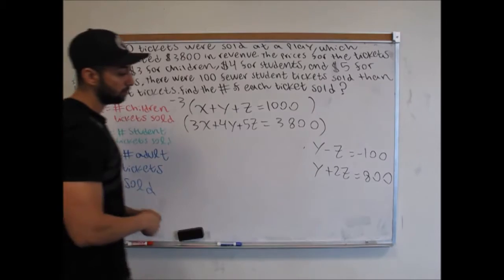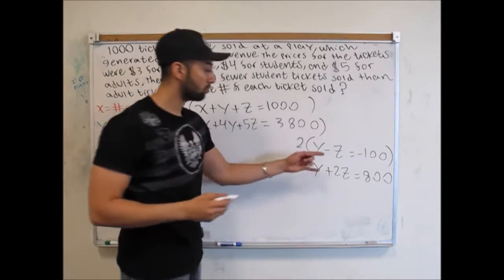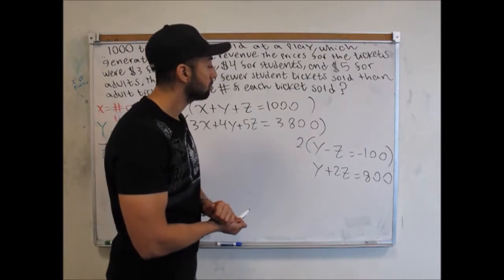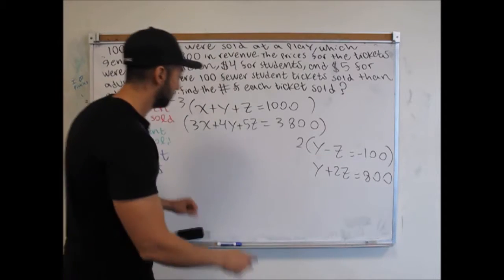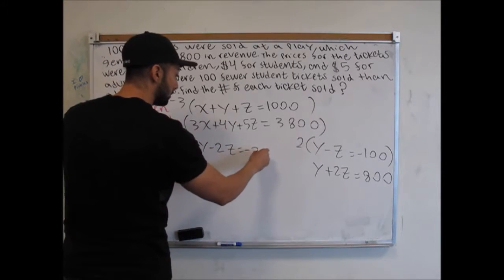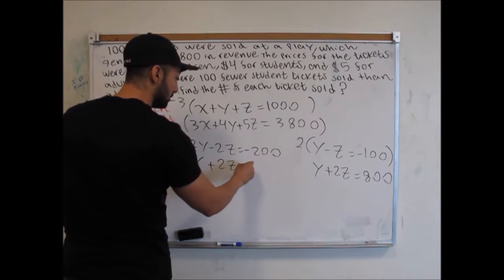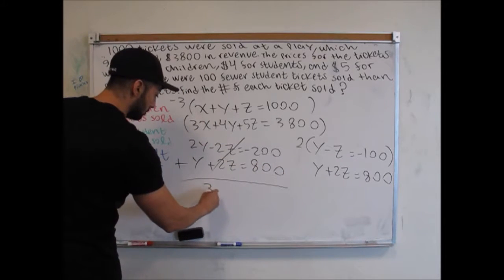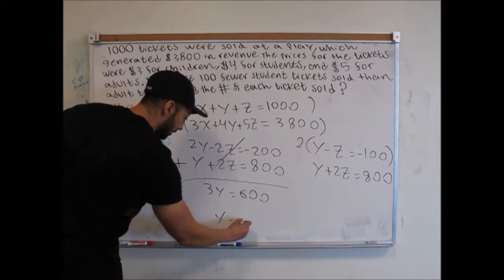Over here, it looks like if I multiply this top guy by a 2, because once you're with two variables, you could eliminate whichever one you want, I'm going to eliminate the z. So if I multiplied it by a 2, that's what would work out. Then I would get 2y minus 2z equals -200. The bottom would just stay the same as y plus 2z equals 800. Remember, we always add, so the z's cancel. We get 3y equals 600. Dividing by a 3, we get y equals 200.